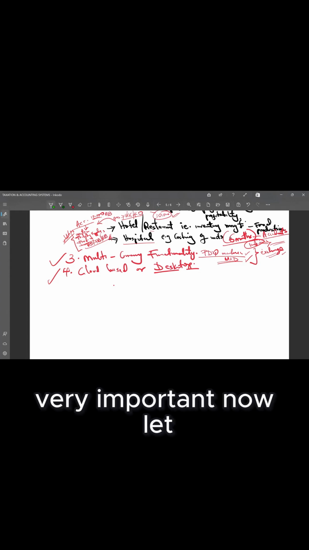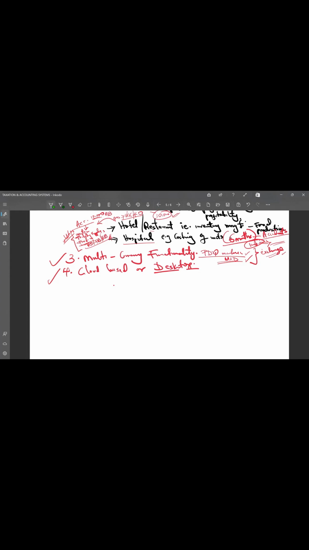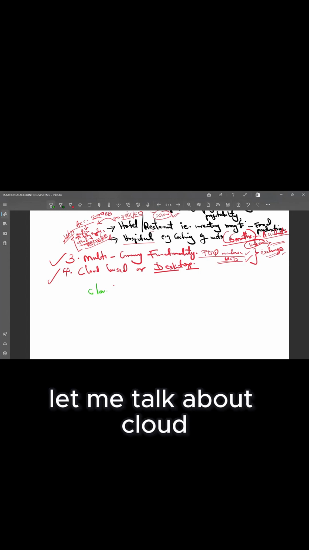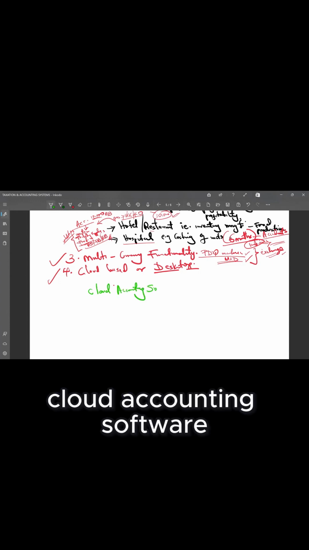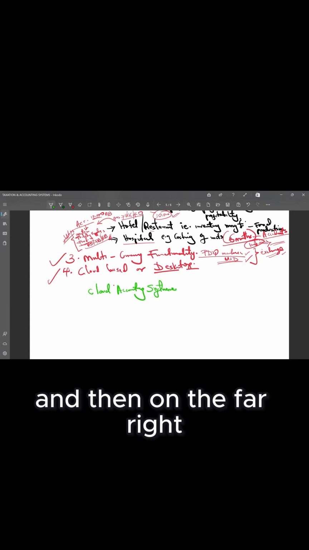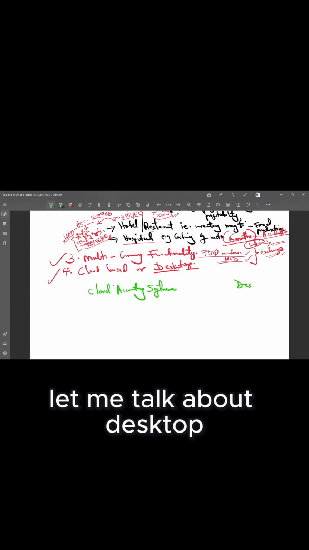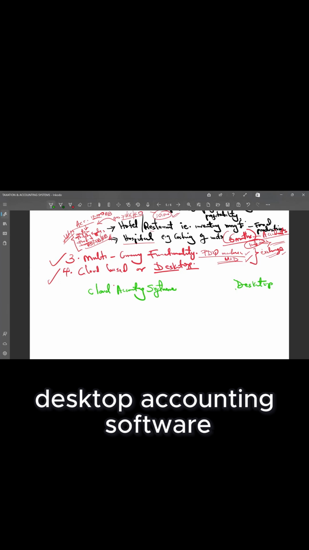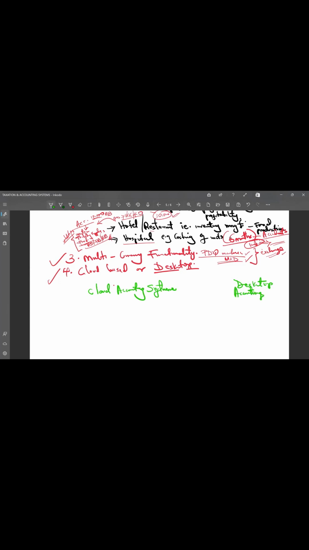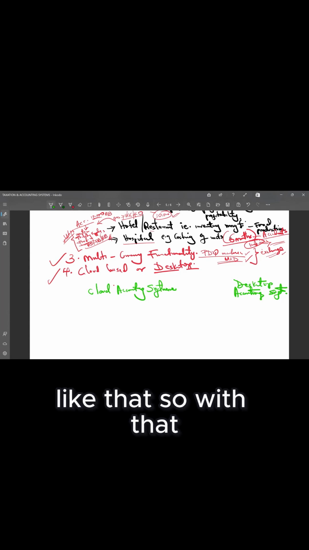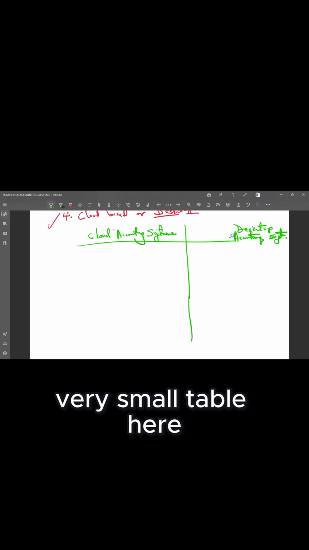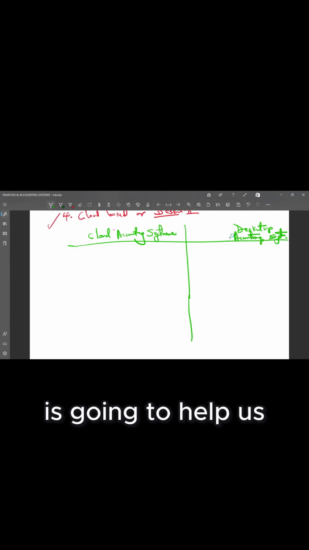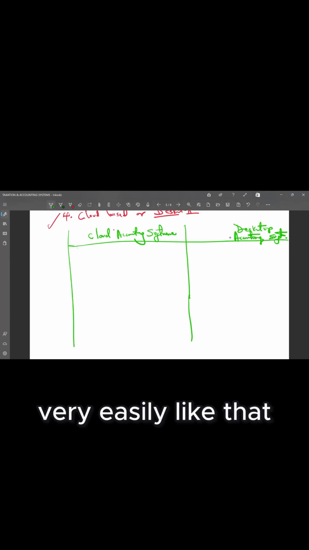Understanding is very important. Now, I want to come up with a table that will give us the differences. Let me on the left column, let me talk about cloud accounting software. Cloud accounting software. And then on the far right, let me talk about desktop accounting software. Accounting software like that. So with that, let me just have a very, very small table here. And this table is going to help us come up with the differences very easily like that.